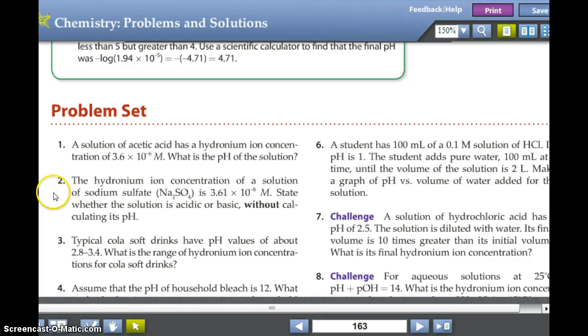Question 2, the hydronium ion concentration of a solution of sodium sulfate is 3.61 times 10 to the negative 8 molar. State whether the solution is acidic or basic without calculating the pH. And number 3, typical cola soft drinks have pH values of about 2.8 to 3.4. What is the range of hydronium ion concentration for cola soft drinks? So hit pause, figure them all out. Once you have them figured out, play again, and I'll go through the answers.